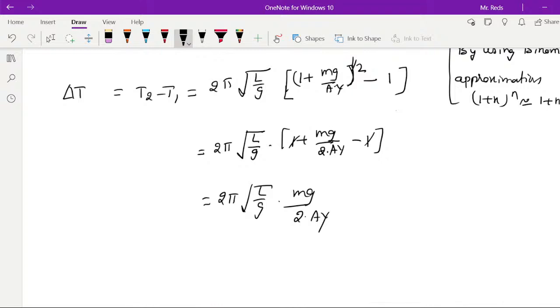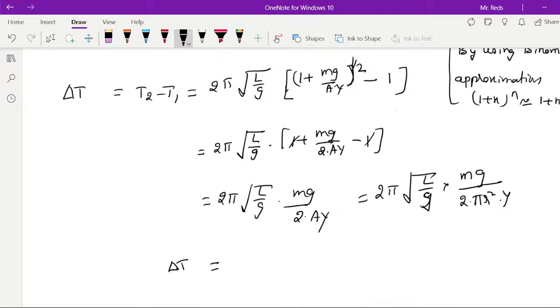You can express it. So it is equal to 2π into L, which is given. L and g are known constant quantities. M is given. You can take M into g by 2 into area, which can be taken as πr² into Y, which is also given. After substituting all these parameters, you will get the change in time period.